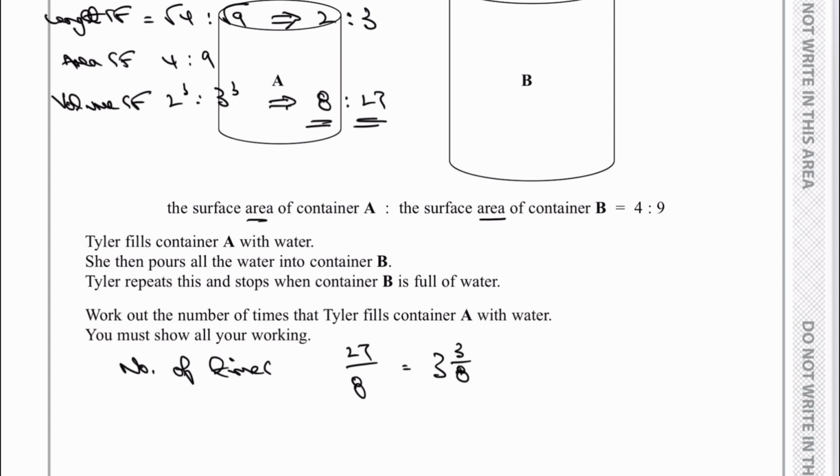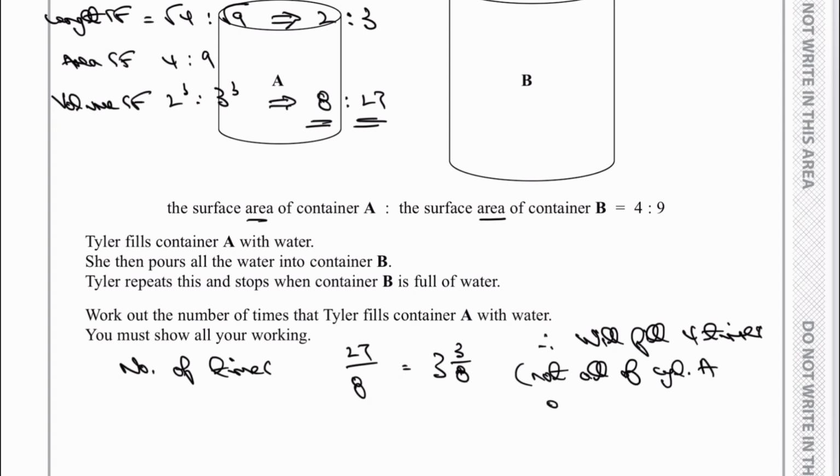So here Tyler will fill 4 times. And if you want to, you can put something like not all of cylinder A on the 4th attempt, or 4th time. And that would be perfectly fine for that particular question.